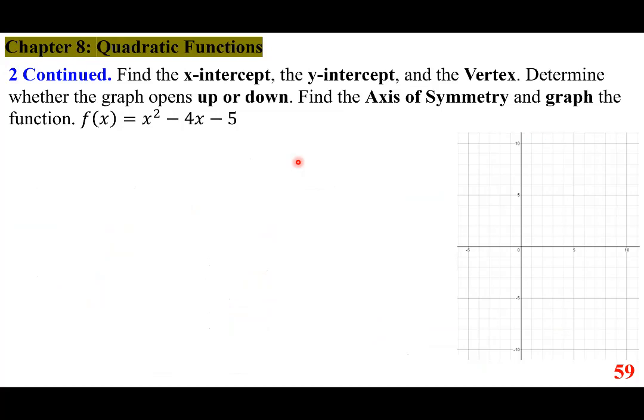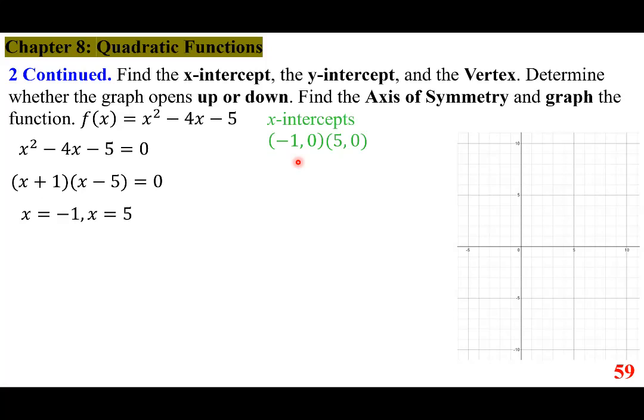So to graph this, we are going to go through the process that was just explained on the previous page. We set this equal to 0. We can factor it. It results in x = -1 and x = 5, which means we have two x-intercepts. When we find those two, those are not pairs, those are simply the x coordinates, and each one corresponds to the y coordinate of 0. So those are two x-intercepts. For the y-intercept, if you look at this function and replace the x with 0, it results in -5.